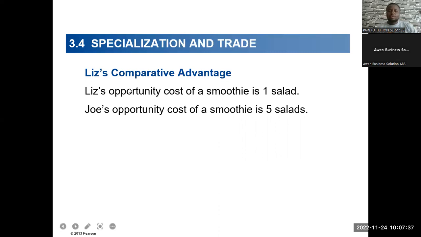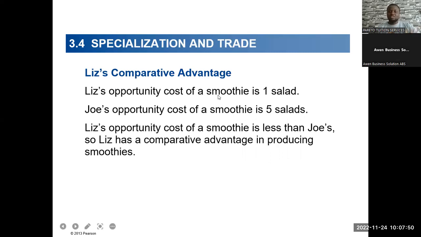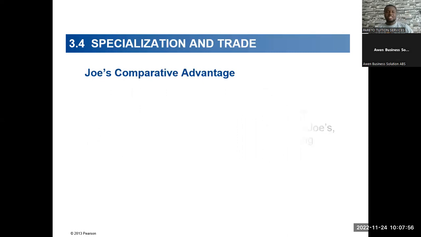So for Liz, the opportunity cost of producing smoothies is lower than that of Joe. Are we together? Yes. So it means that Liz can specialize in producing smoothies. So that is what she will do. Liz has a comparative advantage in producing smoothies. So why doesn't she specialize in the production of smoothies?